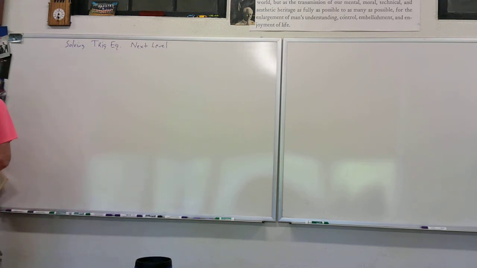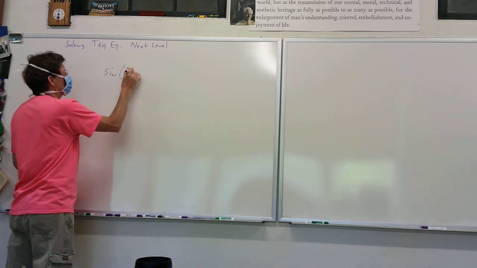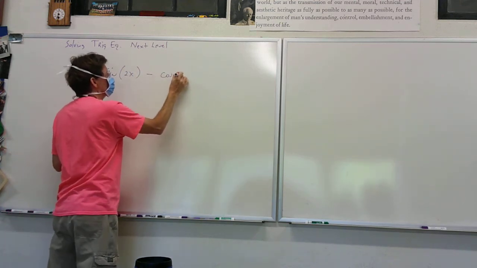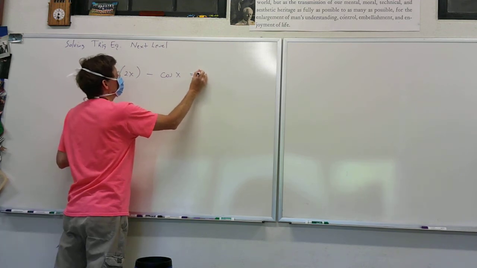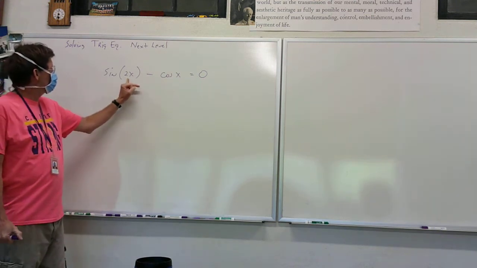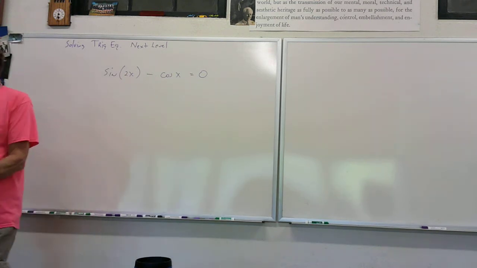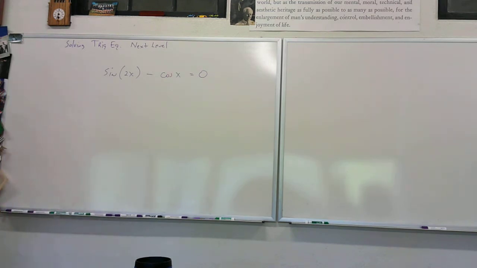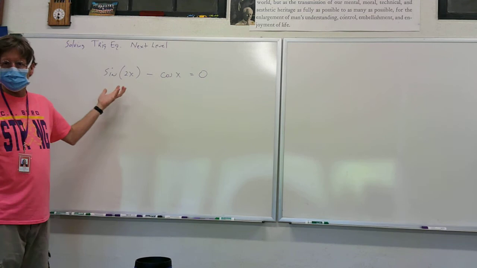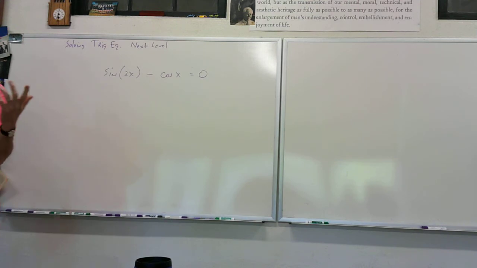I've got sine 2x minus cosine x equals 0. All right. In this case, this is when it gets a little nasty. Notice how this one has 2x and this one only has x. You've got to break them down to where they all have just x's. It's easier to break them down. Somebody says, could you make them all have 2x? Yeah, you could. That's a lot harder.